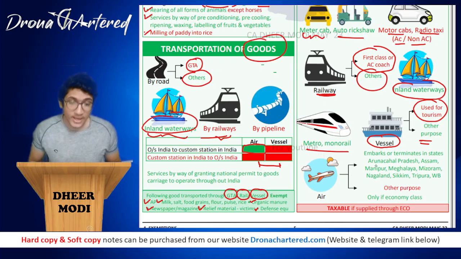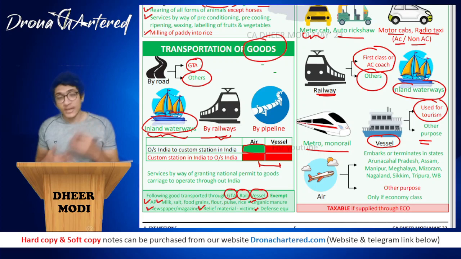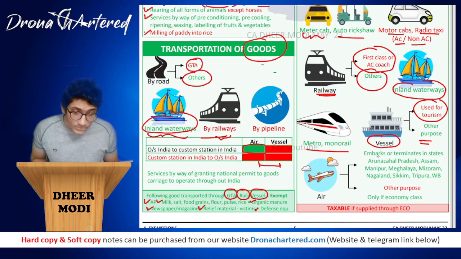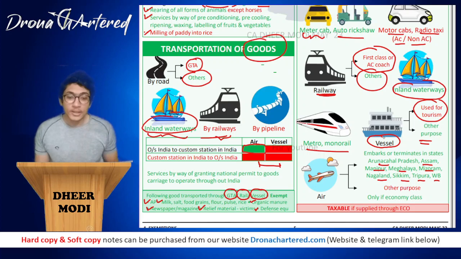Okay. Now, if the transportation is via air, that is via an aeroplane, and the journey embarks or terminates, that is, either the journey starts or ends in one of these states, it will become exempt. Either start or end, either of them, it will be exempt. For all other states, it is taxable. So, embarks or terminates in the states of Arunachal Pradesh, Assam, Manipur, Meghalaya, Mizoram, Nagaland, Sikkim, Tripura, and West Bengal. So, that is all your sister states in the east plus West Bengal.